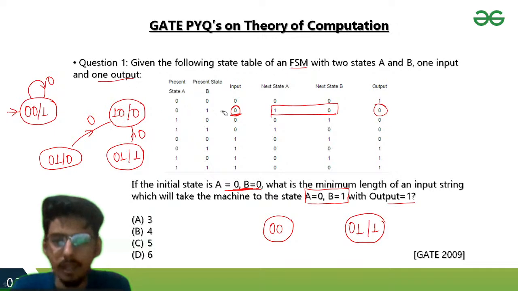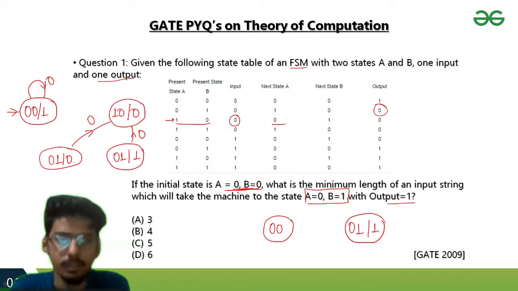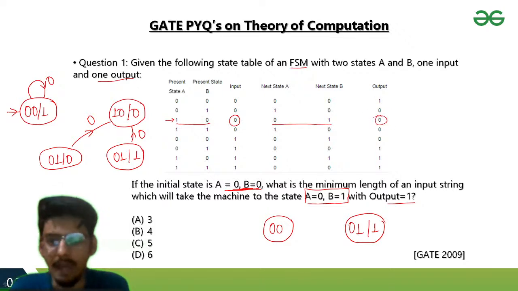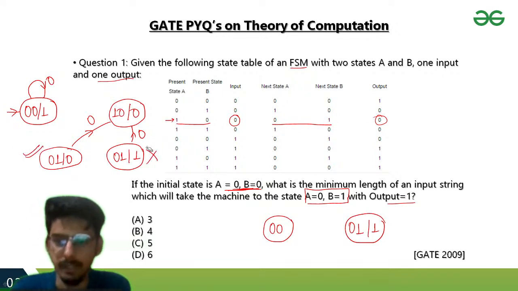Okay, now let's have a look at the third row. So now my present state is 1 0 and on seeing a 0, I am going to 0 1, but remember that the output is 0. So I will go to this state, not this state. Keep this in mind: when your current state is 1 0 and I see the input as 0, I go to this state.